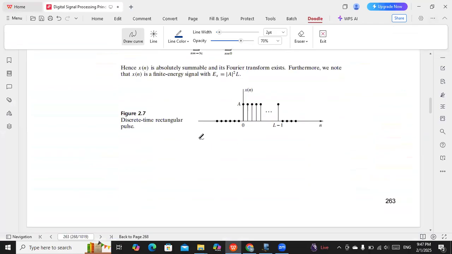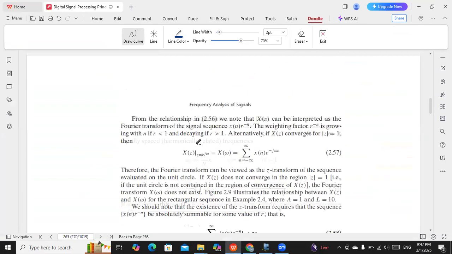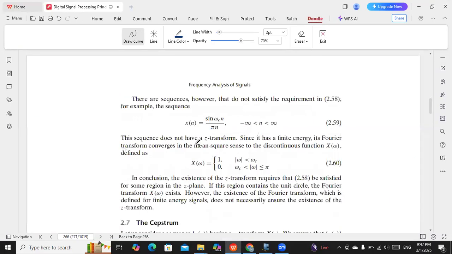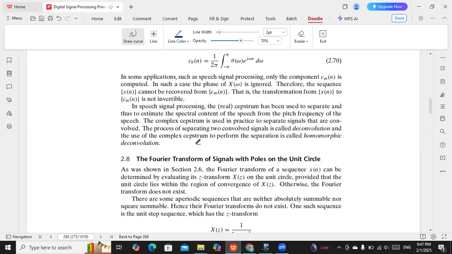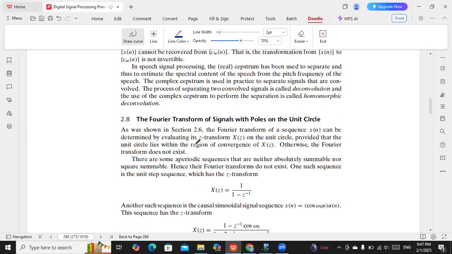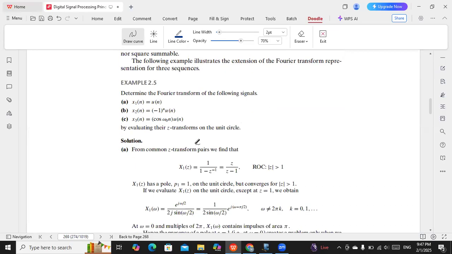And I think there are some properties related with Fourier transform. I think we have done some properties in Z transform. Z transform properties we have seen. So the same properties are ours. So here you can try to find the Fourier transform of these signals.